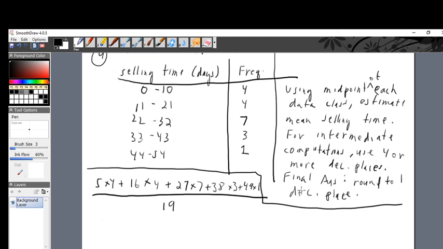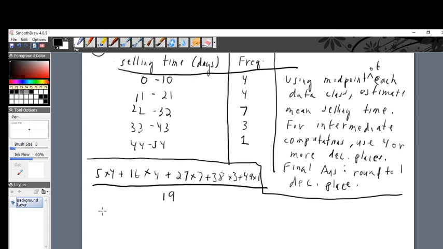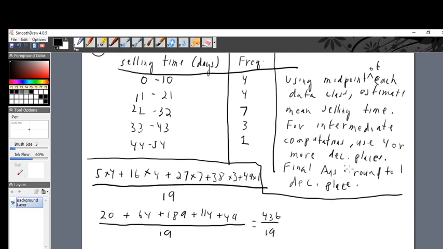I did the numbers over here. Let me pick this up so you can see it. 5 times 4 is 20. 16 times 4 is 64. 27 times 7 is 189. Hopefully I didn't make any mistake. 38 times 3 is 114. And 49 times 1 is, of course, 49. All of that divided by 19. If I added them up correctly, that's 436 divided by 19. And what do we want? We want to round to 1 decimal place for our final answer, so it should come out to be 22.9. Obviously, you get a calculator for this question and use it accordingly. I'm assuming that is the correct answer.